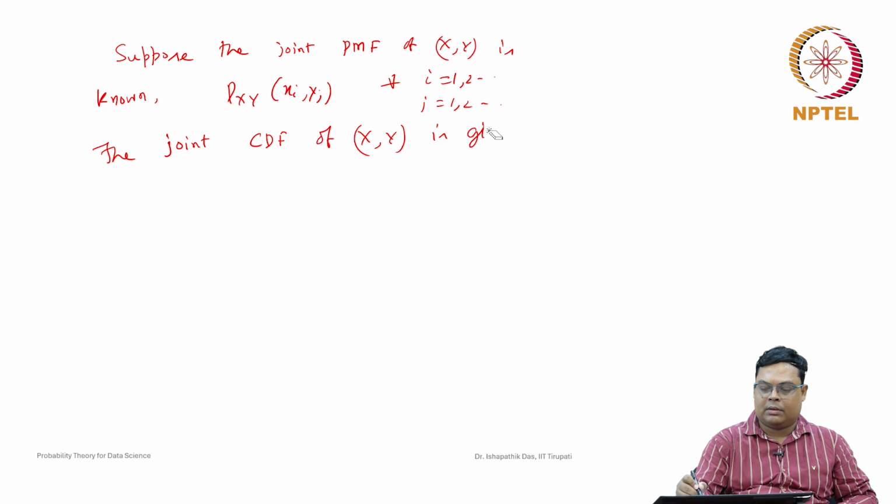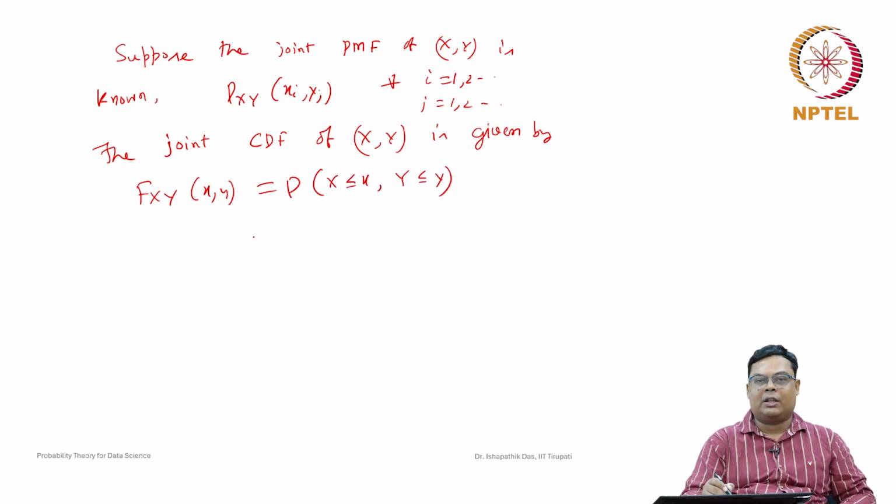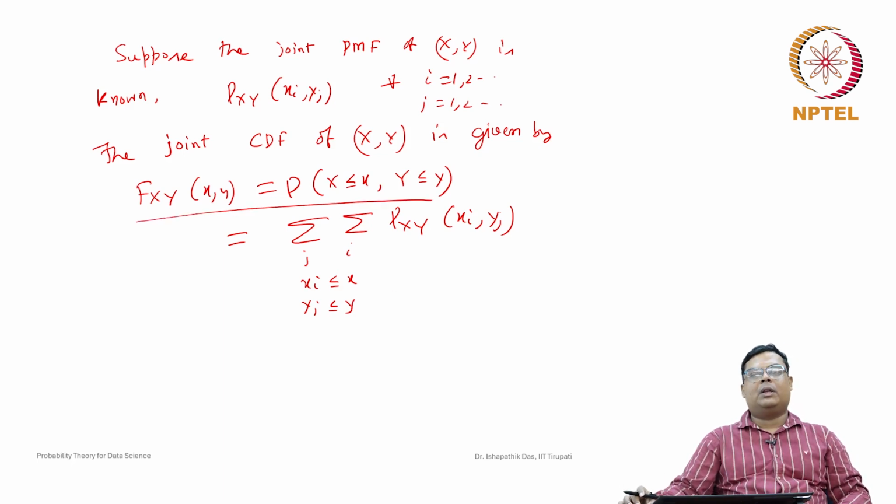F of XY of x comma y. This is equal to the probability that X less than or equal to x, Y less than or equal to y. So, how we can find that? It is the summation over all i and j of p_XY of x_i, y_j such that x_i is less than or equal to small x and y_j is less than or equal to small y. X and small y are fixed; for all i, j satisfying this relationship, we take the sum, and then we get the cumulative distribution function from the joint probability mass function.